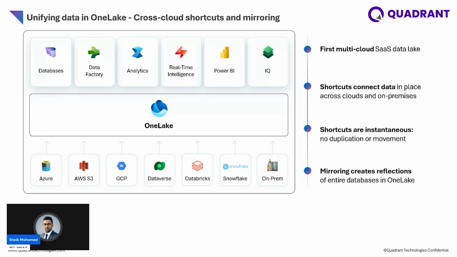But mirroring, on the other hand, as we know, creates a reflection of your entire database in OneLake. That's more for when you want to build an analytical system and take a reflection of your operational systems into your bronze layer, let's say in a medallion architecture. That's one of the use cases we can think of when you're planning to implement mirroring, right? Shortcuts have a bit of latency compared to mirroring, but we can also take a look at the kind of external connector support we have when you're planning to create shortcuts.